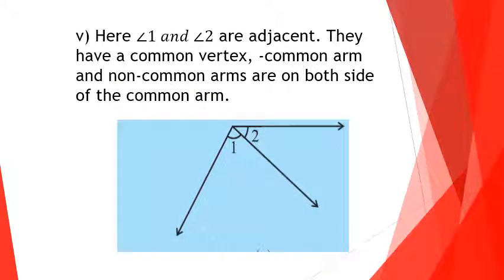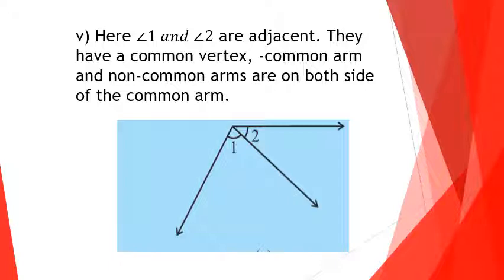Our next figure is like this. It is given angle 1, angle 2. Are they adjacent or not? From the figure itself we can say that there is a common arm and both angles are on opposite sides of the common arm, hence it is adjacent.